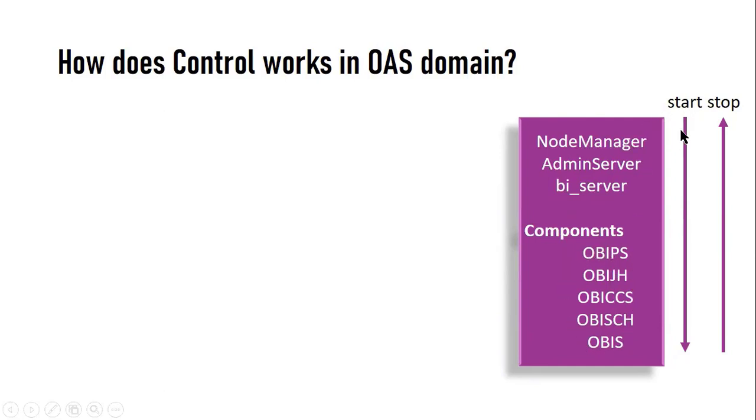How will it be starting? The process will be started first. The node manager will be started. Next, the admin server, then the BI server. Then after the BI server is up and running, your services or components will be ready. In the reverse order, the stop process takes place.